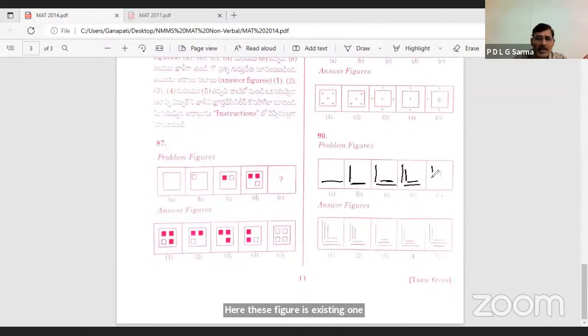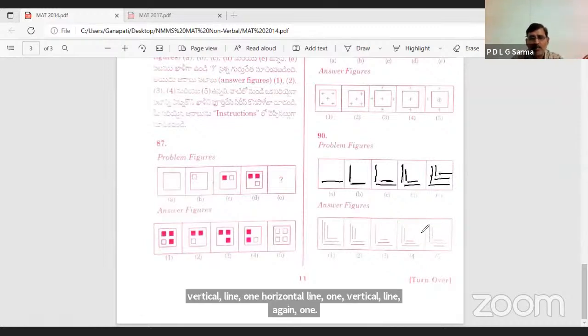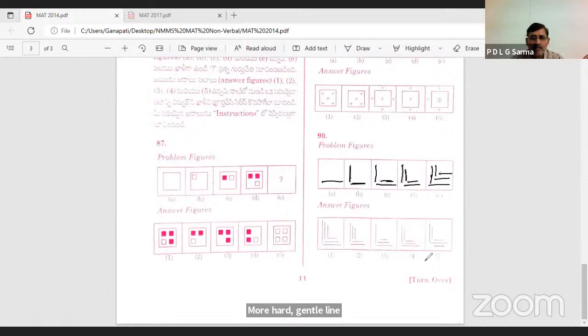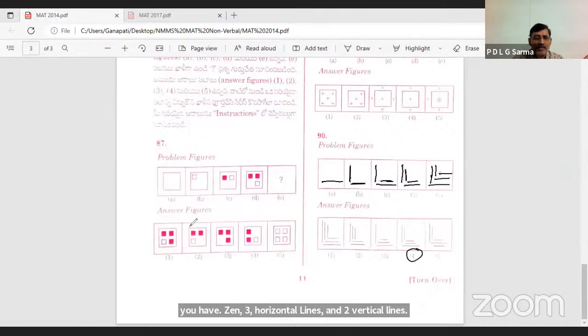So what happens next? One horizontal line, one vertical line, one horizontal line, one vertical line, and again one more horizontal line. Where do you observe such a figure? You observe it in figure 4. You observe 3 horizontal lines and 2 vertical lines. So 4 is the correct answer for this.